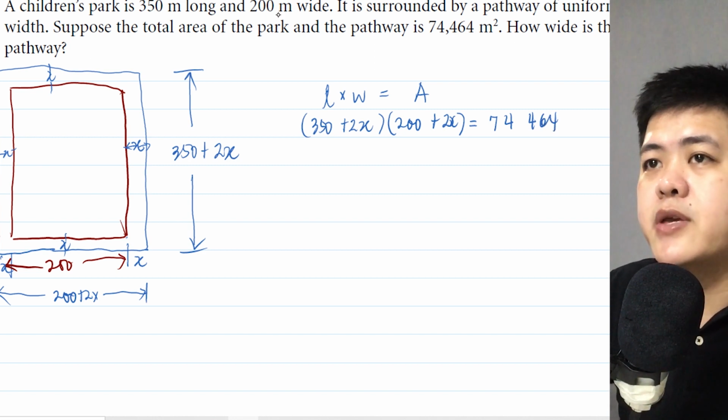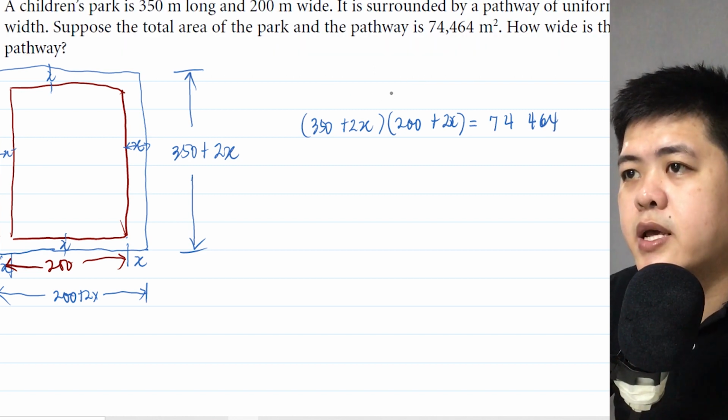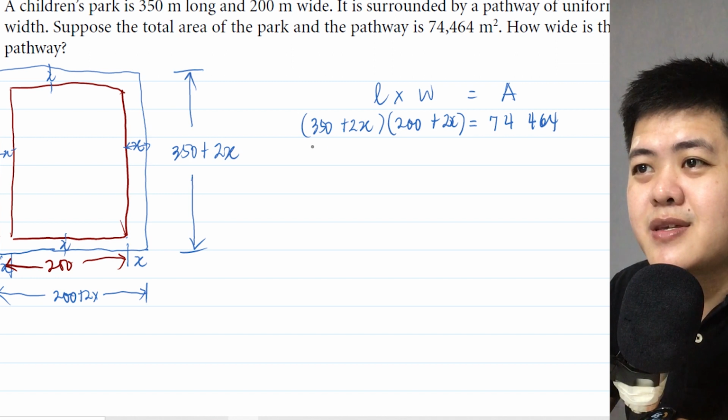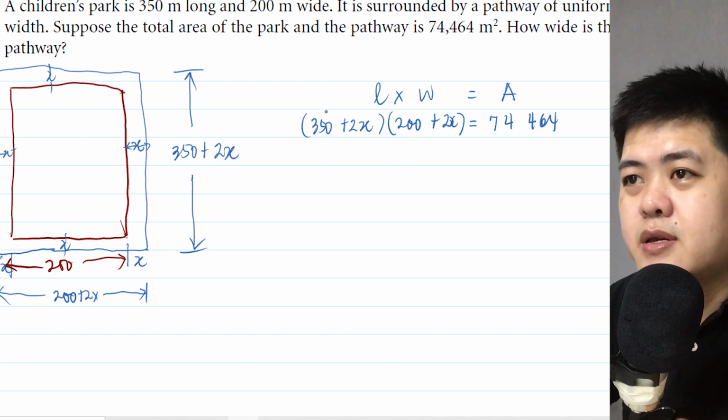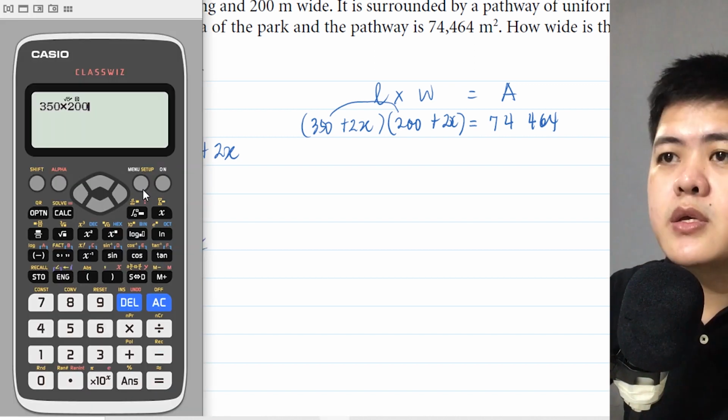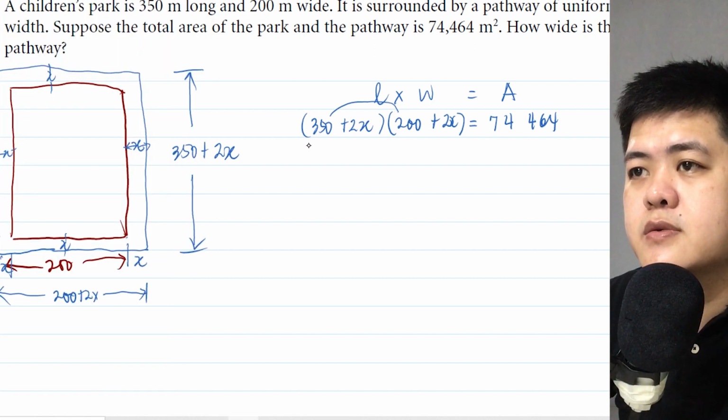Normally, pantay-pantay yung equals nito dito. So that's length times width equals your area. Okay, tapos simplify natin to. 350, 2x, distribute lang natin. 350 times 200 equals 70,000.